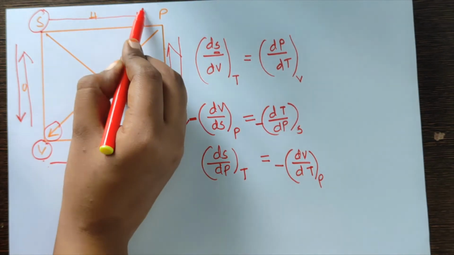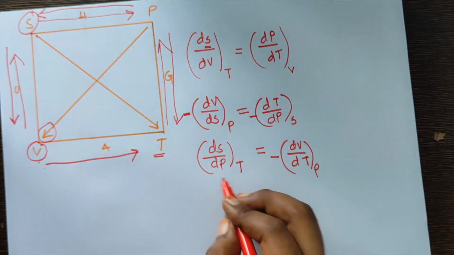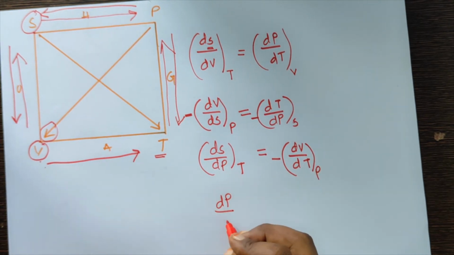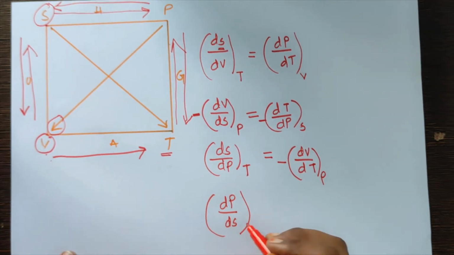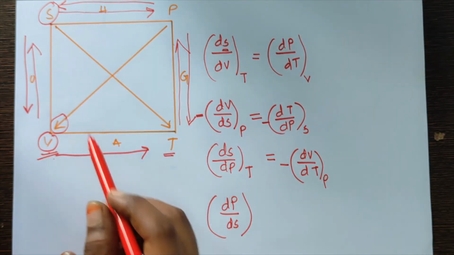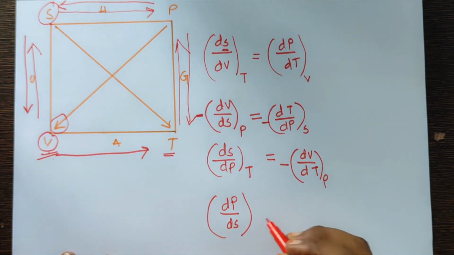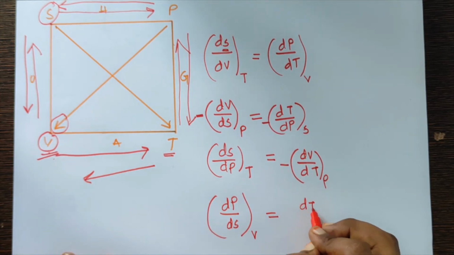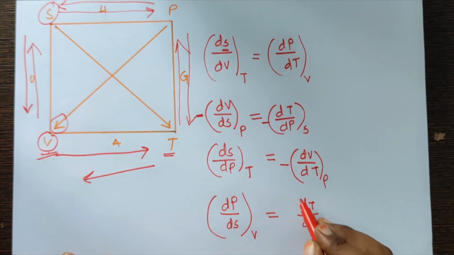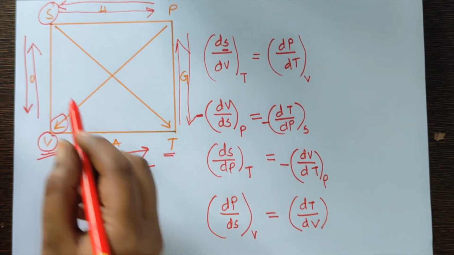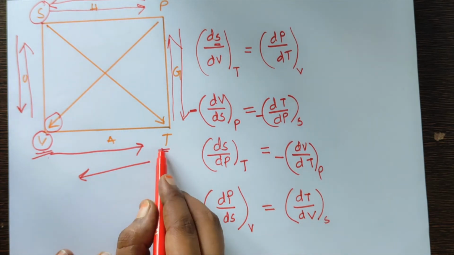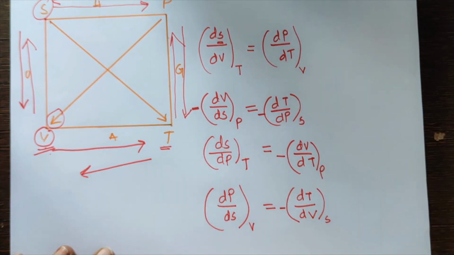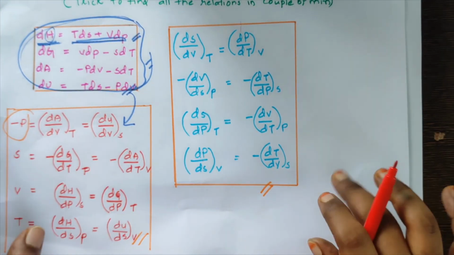And again reverse form, we should come from P to S. Now dP by dS at constant V. The variable opposite to P is V, so we will be taking V. As the arrow is away from the P, it will be positive, which will be equal to, again come from this side to this side, then it will be dT by dV at constant what? S. As the arrow is towards T, it will be negative. And this is our third table which we have derived using our Maxwell square.